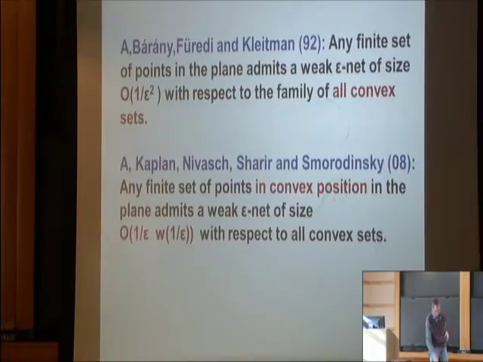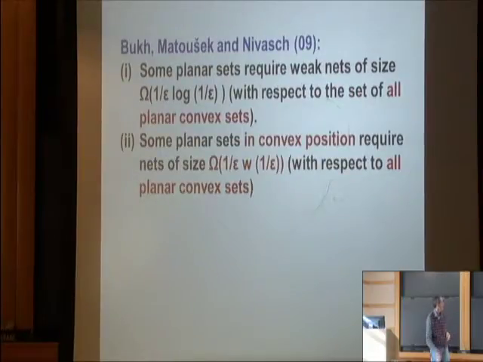Well, we knew it only as an upper bound, but actually this turned out to be tight. This is a slightly more recent result by Bukh, Matoušek, and Nivasch. And what it says is that some planar sets require weak nets of size 1 over epsilon log of 1 over epsilon. Remember, the upper bound was this constant over epsilon squared. And some planar sets in convex position require nets of size 1 over epsilon times inverse Ackermann of 1 over epsilon.